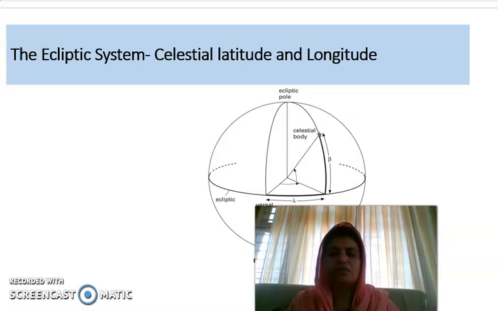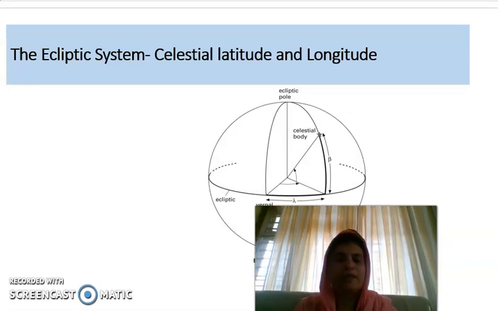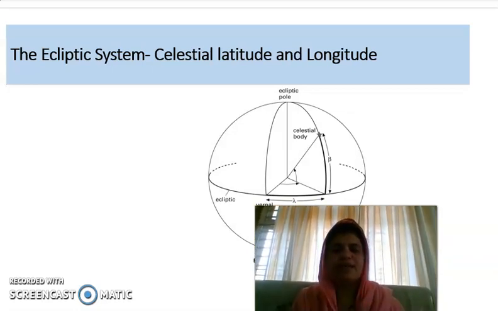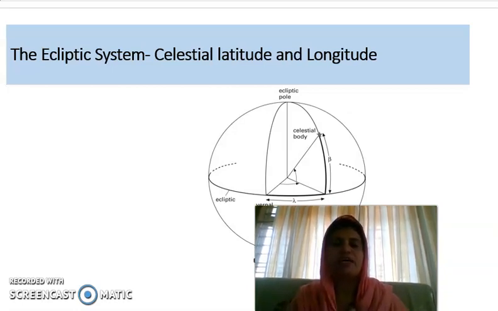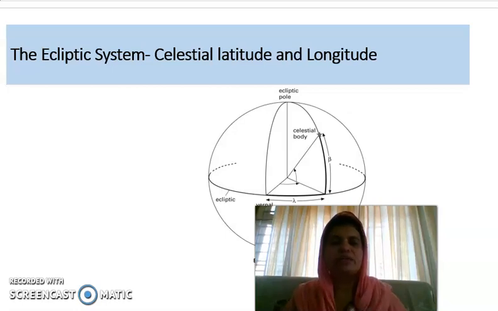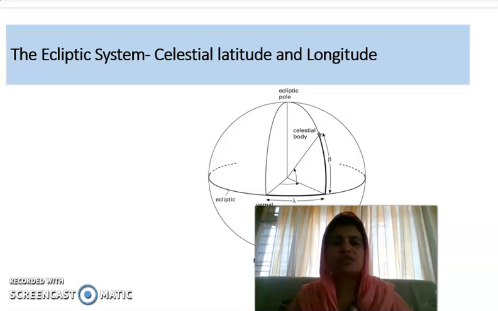Here we finish the topic, and by using these coordinate systems we can fix various stars in different positions in the celestial sphere, and we can measure various parameters of the stars using these systems.